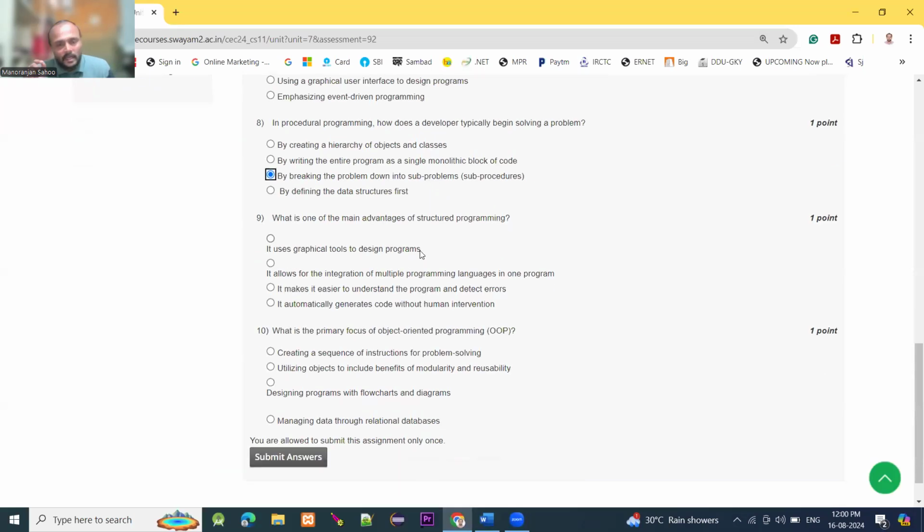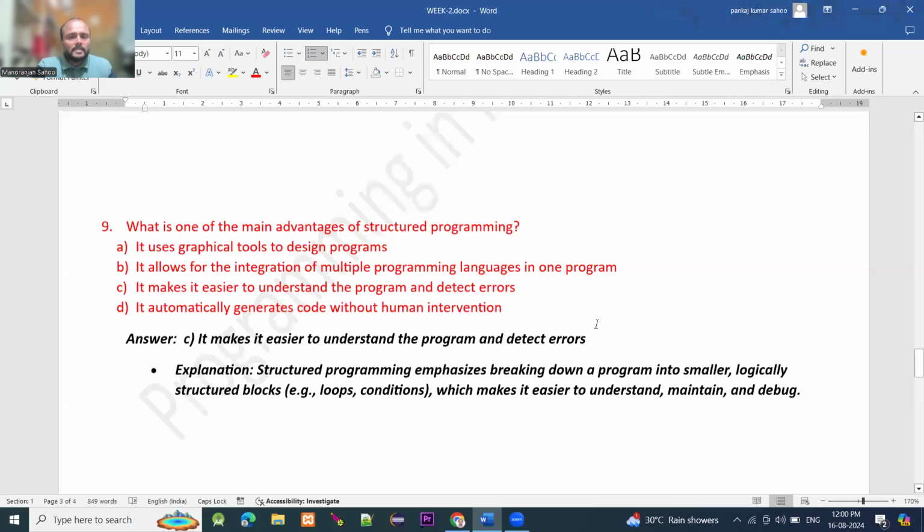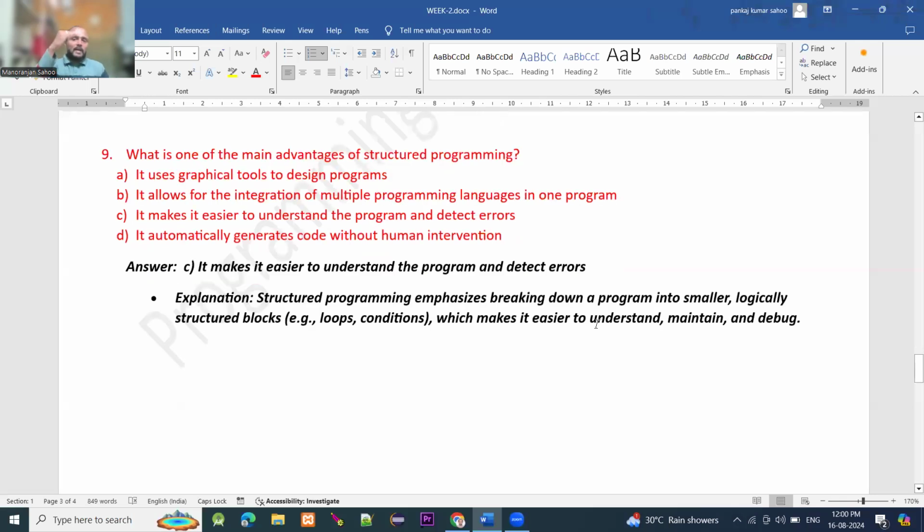Moving to question number 9. What is one of the main advantages of structured programming? Structured programming basically makes it easier for programmers to understand and to find errors. So option C is the right answer, because structured programming emphasizes breaking down a program into smaller, logically structured blocks, such as loops or conditions, which makes it easier to understand, maintain, and debug. So option C is the most appropriate answer.